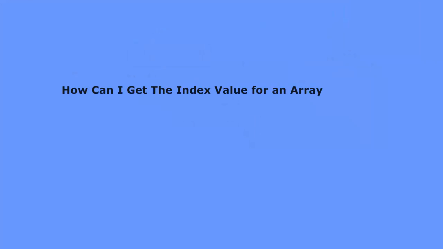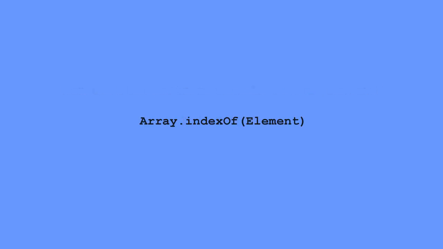How can I get the index value for an array element regardless of its position within the array? Fortunately, ActionScript provides us with a method to find the index value for any array element. It's called the indexOf method. And it looks like this.